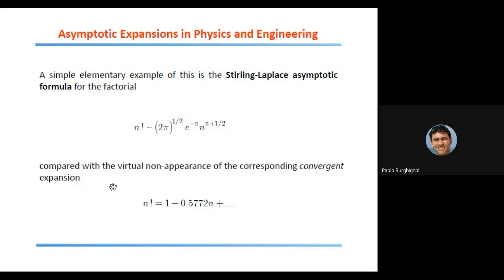which is in practice useless, because you would need to sum thousands of terms of this convergent expansion to get an accurate representation of the factorial, whereas the Stirling asymptotic formula is extremely accurate as long as n has a value larger than, say, 6, 7 or so, okay?